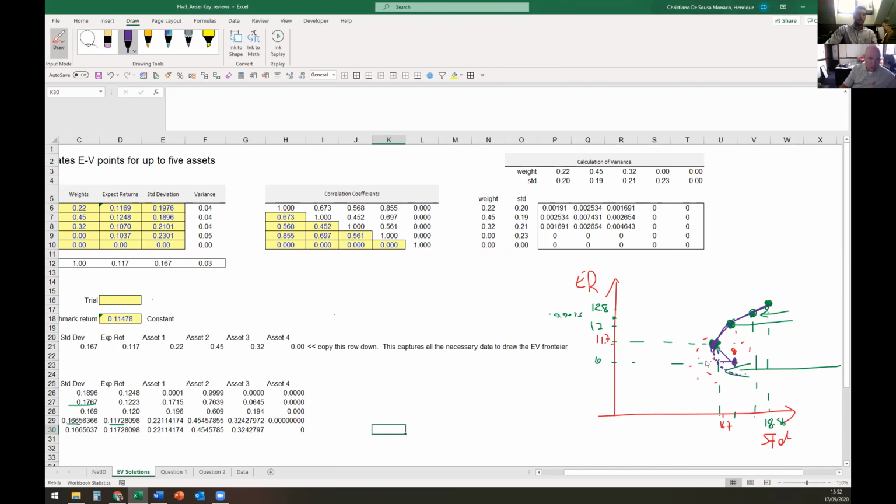Does that make sense to you guys? What we were doing here with this EV frontier? Can someone type yes, please?